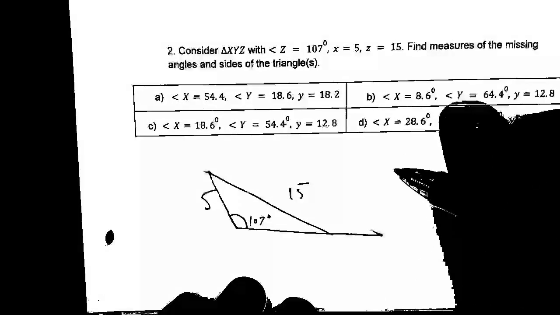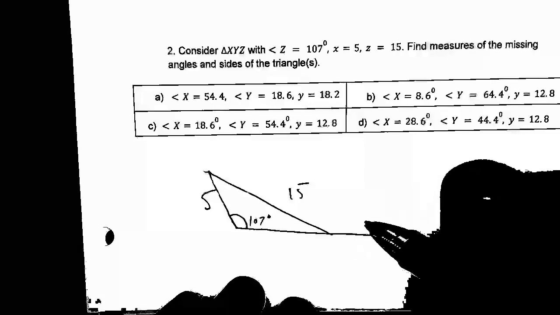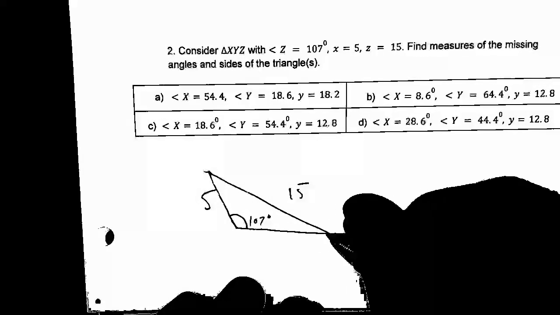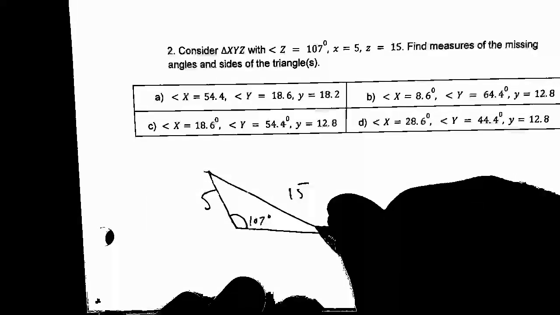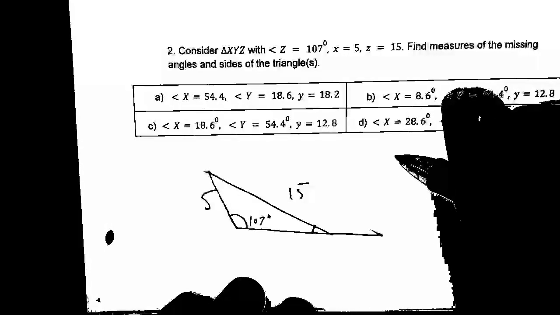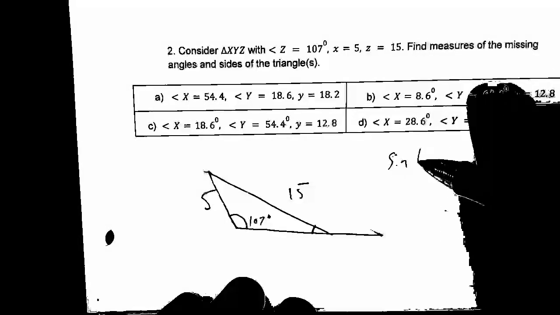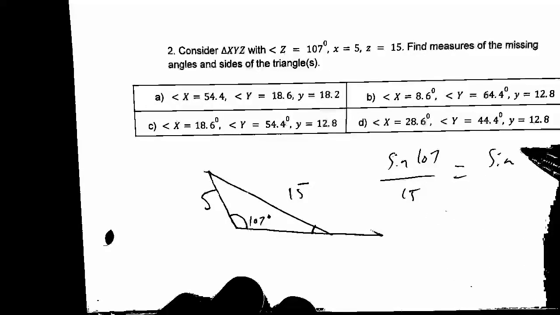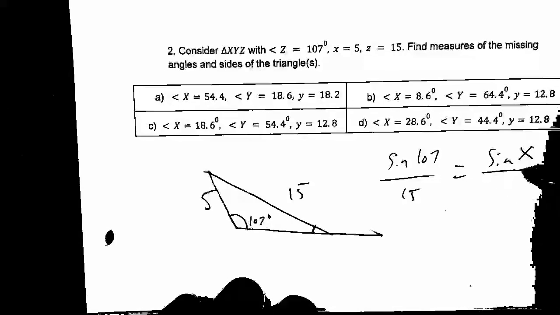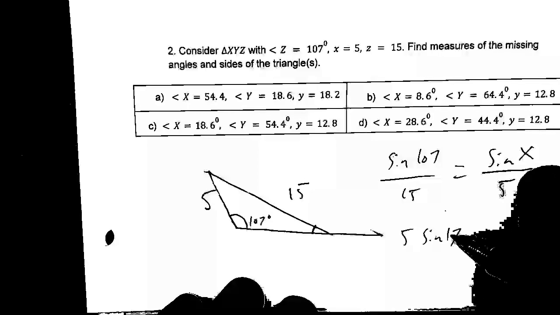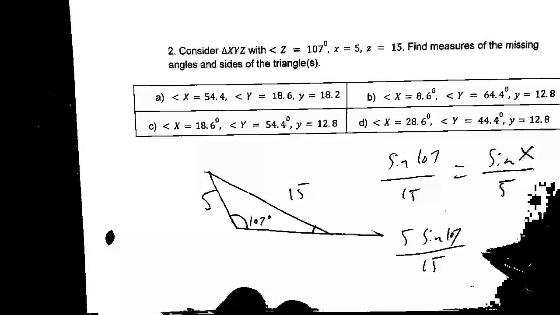So we're going to say, well, what do I need? I need another angle. So let's go for this angle here. Okay, so we'll say that sine 107 over 15 equals sine x over 5. So it's going to be 5 times sine 107 over 15.